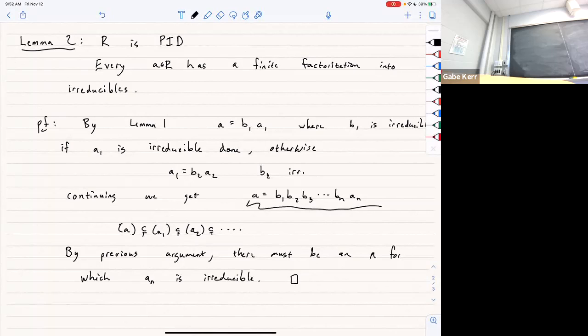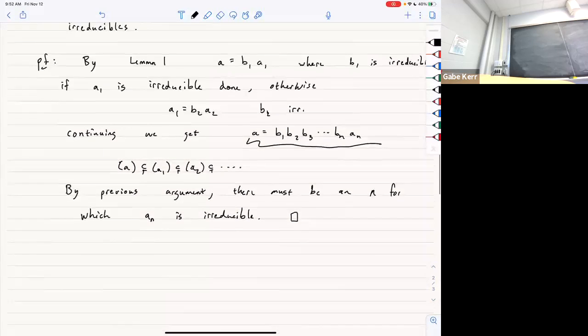All right, so now we want to finish the proof of the theorem. Now we have that every element has a factorization. I want to show that this factorization is unique, up to reordering of the factors and taking associates. You can always do those two things. That's got that.